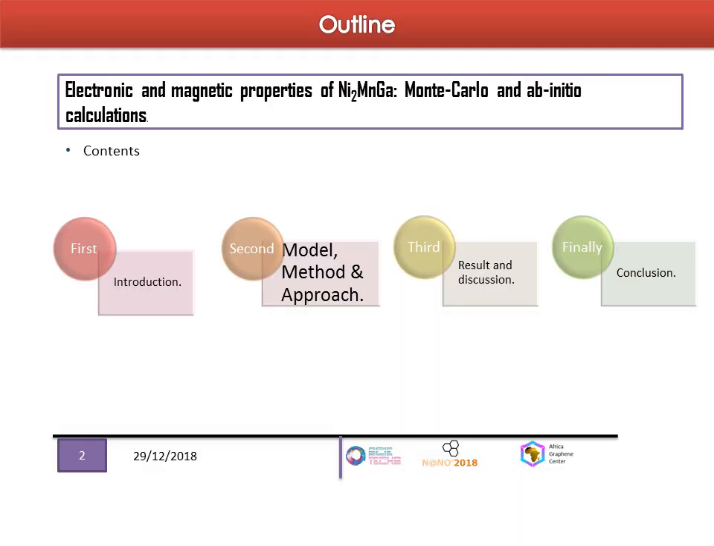For this, we use this plan, which is organized into four sections. The first section is the introduction. In section 2, we explain the computational method: ab initio calculation and Monte Carlo simulation. The results are presented in section 3. Section 4 concludes this work.